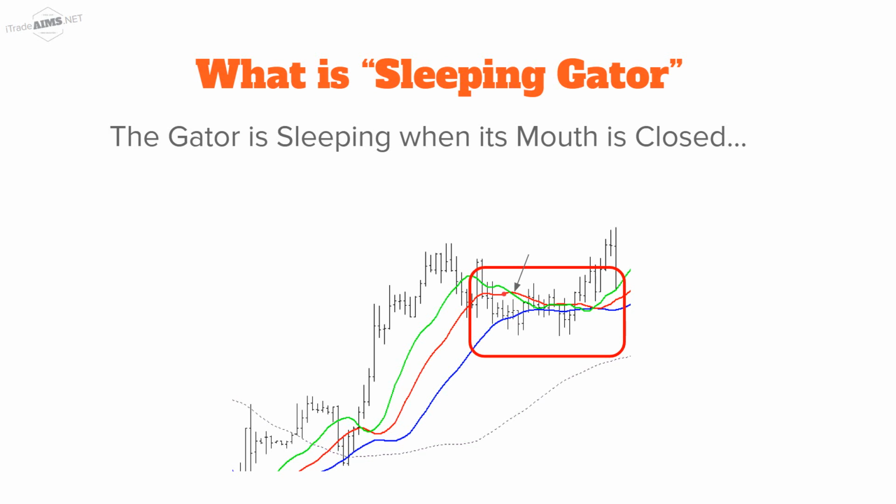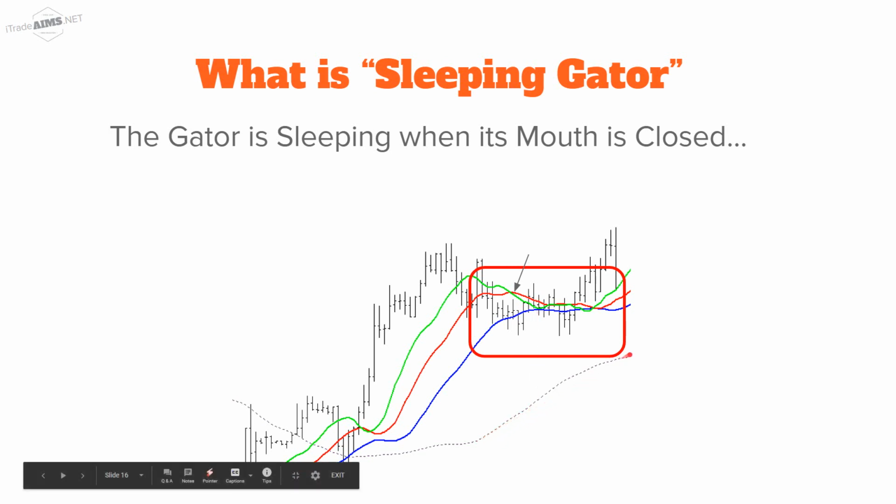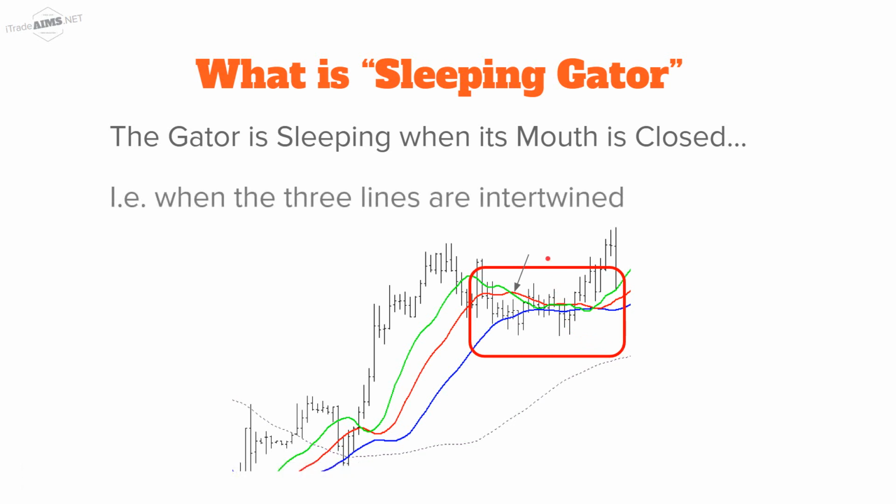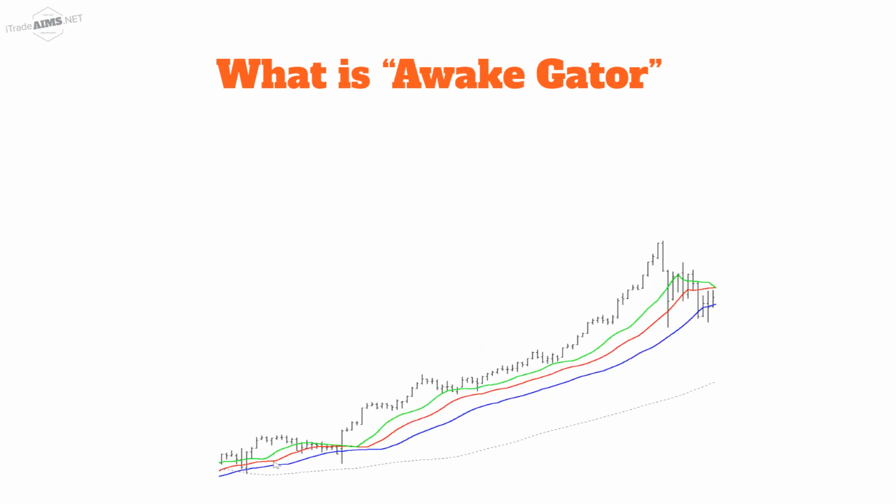But that's the first phase of the sleeping Gator. And when the green line touches the blue line or the red line and it mingles around here, that is the proper sleeping Gator. This is what produces the opportunity where you can actually predict the next breakout, and using the purple line you'll be able to do something magical with this. Gator is considered to be sleeping or closed when the 3 lines are intertwined.